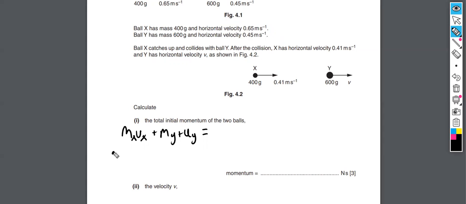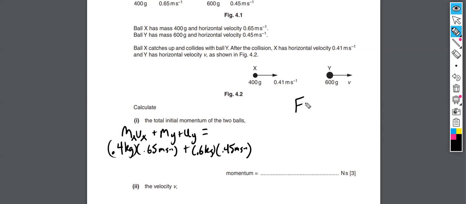You do have to convert into kilograms because the units of momentum they want are Newton seconds. So remember that a Newton is a kilogram meter per second squared. So they require us to convert our mass into kilograms. So 0.4 kilograms times 0.65 meters per second will give us the momentum of object X initially, and then 0.6 kilograms times 0.45 meters per second gives us the initial momentum of object Y.